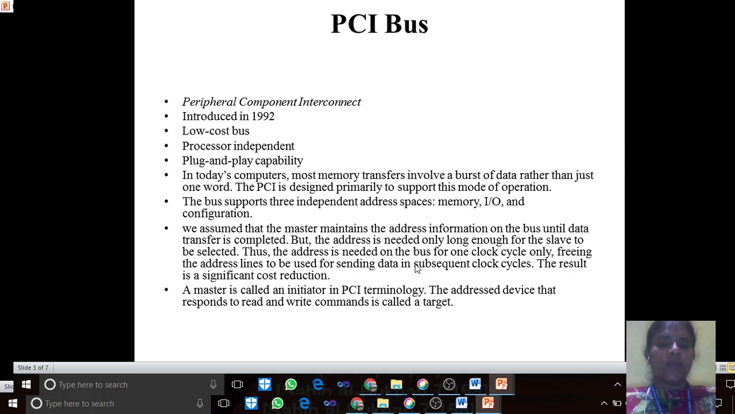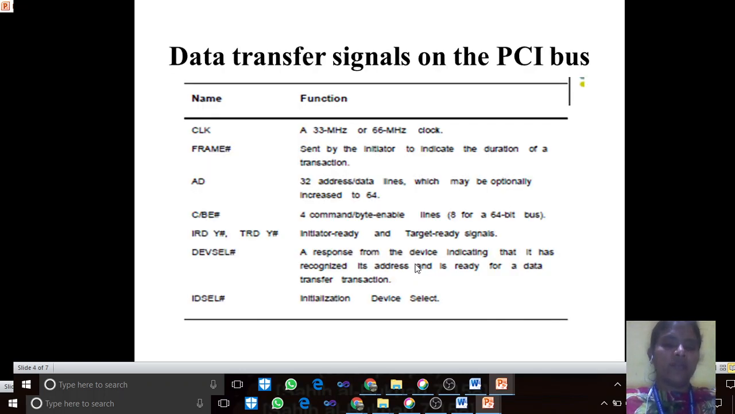A master is called an initiator in PCI terminology, because it starts the data transmission. The addressed device that responds to read and write commands is called a target. Initiator and target are the PCI terminology. In the bus terminology, it was called master and slave.